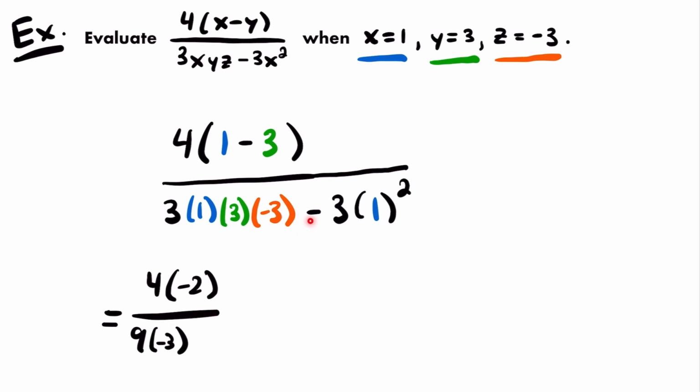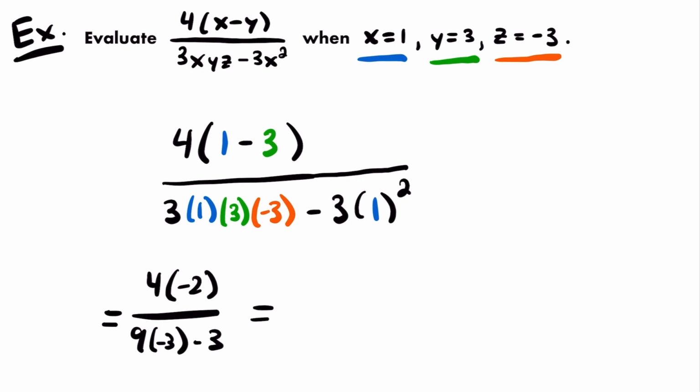But then we are subtracting 3 multiplied by 1 squared. And you want to take care of the exponent first before you do anything else. But in this case, 1 squared is just 1. 1 times itself is 1. So you have 1 times 3, which is just 3. So you will just be subtracting 3.